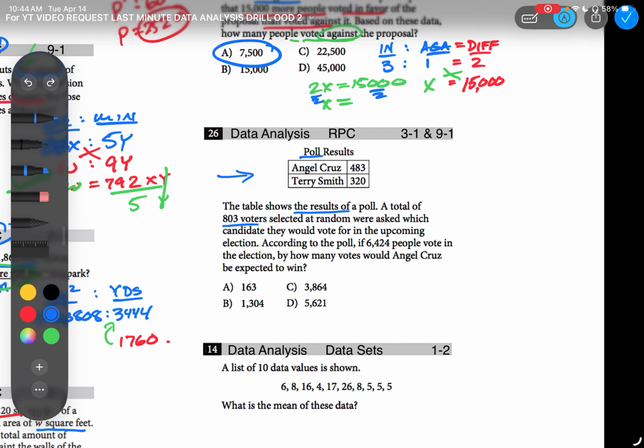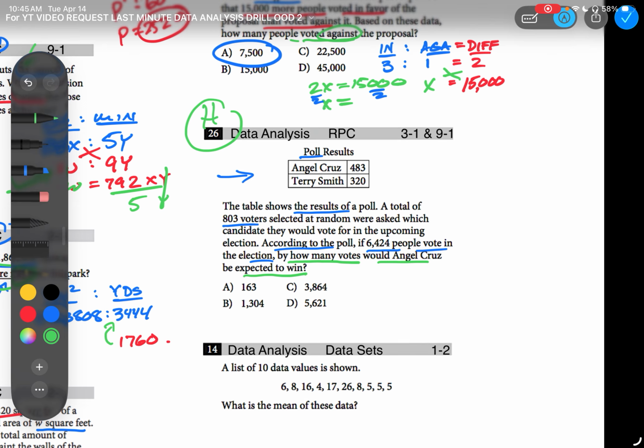Now let's pay attention to the rest of the question. This 803 selected at random were asked which candidate they would vote for in the upcoming election. According to the poll, if 6,424 people vote in the election, now listen carefully to the question. That's why this question is considered hard. By how many votes would Angel be expected to win? What does that mean? By how many votes would Angel? They're asking for the difference again.